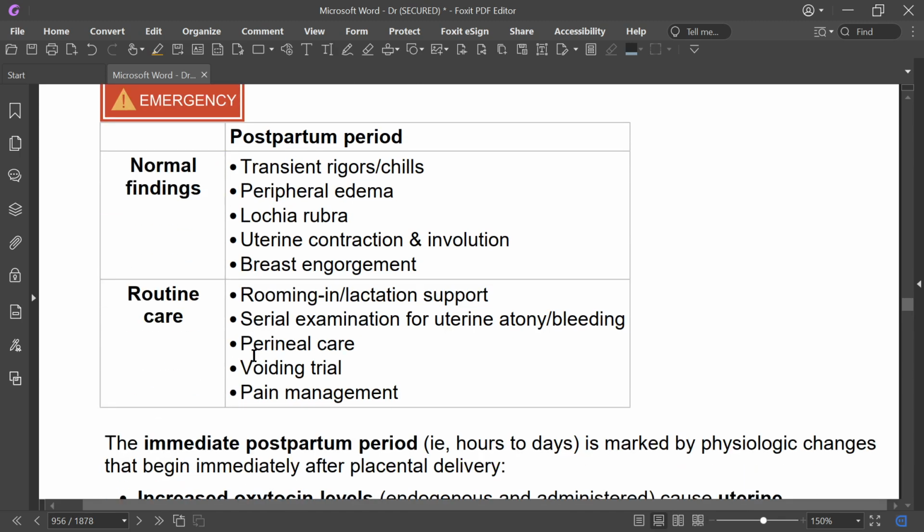Normal findings are transient rigors or chills, peripheral edema, lochia rubra, uterine contraction and involution, and breast engorgement. Routine care: rooming in and lactation support, serial examination for uterine atony and bleeding, perineal care, voiding trial, pain management.